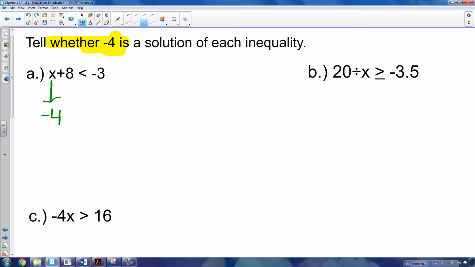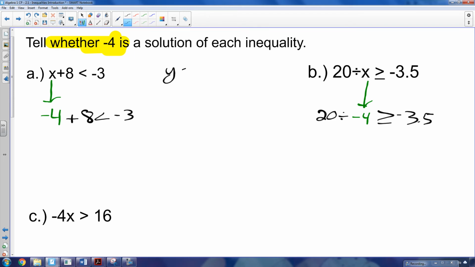So -4 plus 8 is less than -3. 20 divided by -4 is greater than or equal to -3.5. And is this true? I guess yes or no. Is it a solution or is it not?